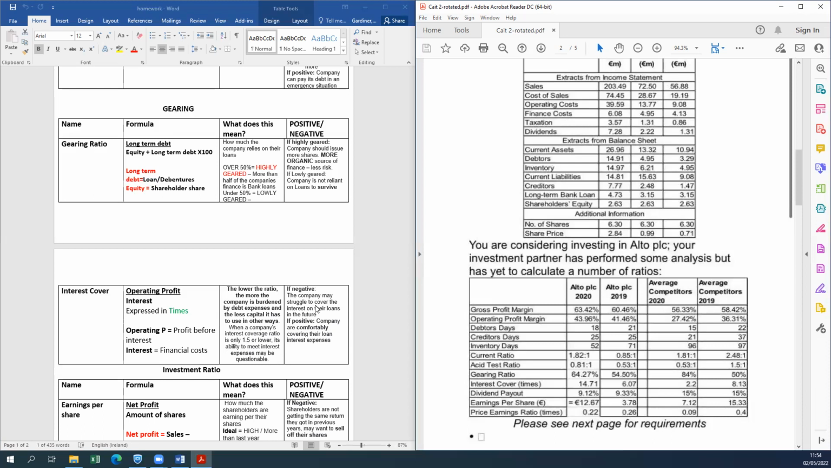If negative, just say a nice little phrase like the company may struggle to cover the interest on their loans in the future. How easy is that? If positive, which it usually is, it means that it can cover it 3 or 4 times. Let's see, it covers it 14 times. This company is very, very comfortable. Just say this company is comfortably covering their loan interest expenses. How easy is that? So just 14 times.